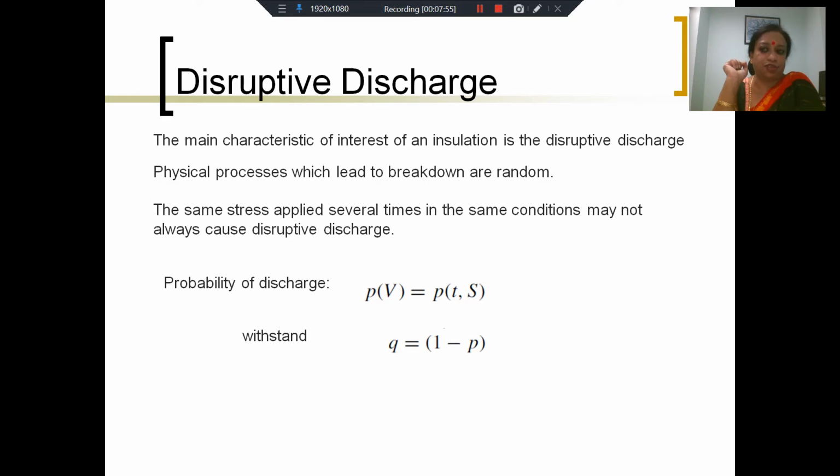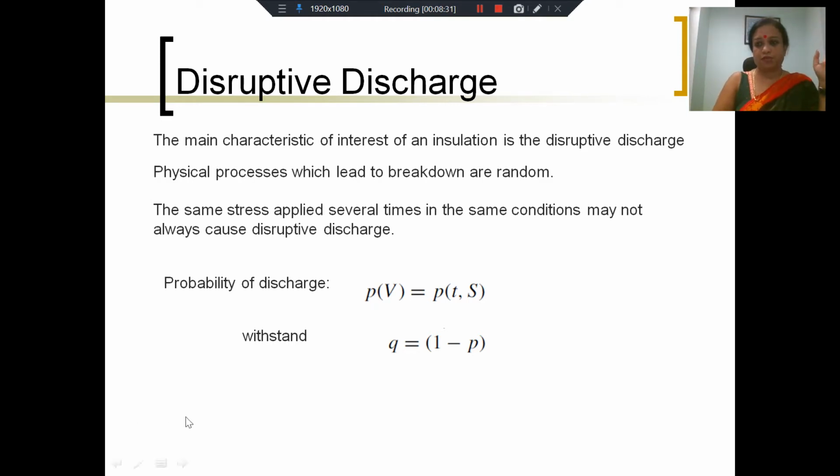We will talk about the probability of withstanding a certain voltage. Let us assume that I apply a voltage V across an insulation system. I can only talk about the probability of such breakdown. I can only talk about the probability of failure at voltage V or the probability of withstand at voltage V. I cannot say with certainty that when V is applied, breakdown will definitely occur or definitely not occur. Most of the time, I cannot say. And why can't I say?